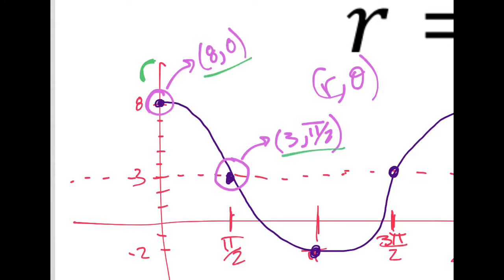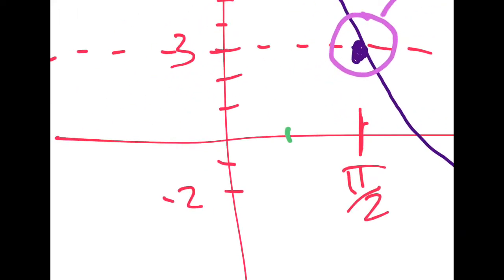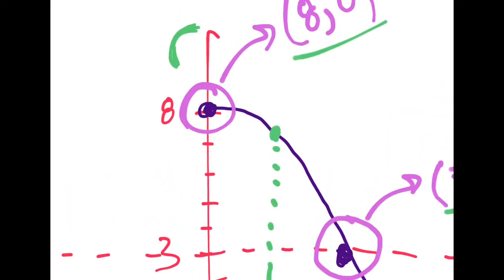The vertical component is getting smaller, which means my radius is decreasing from 0 to pi over 2. Now, to make it a little easier to see the shape of the graph, let's go halfway in between and look at the point pi over 4. This will hopefully give us a better idea of where our graph should be between 0 and pi over 2.